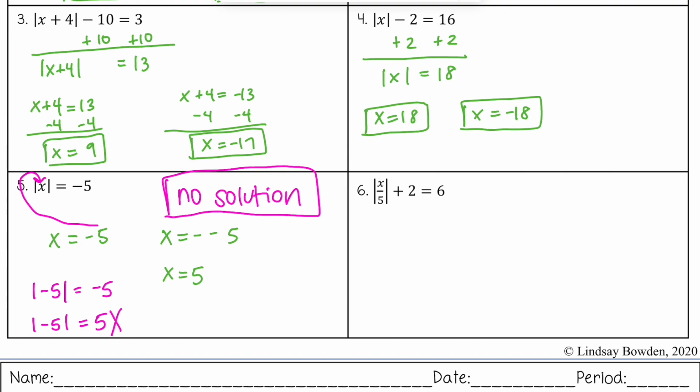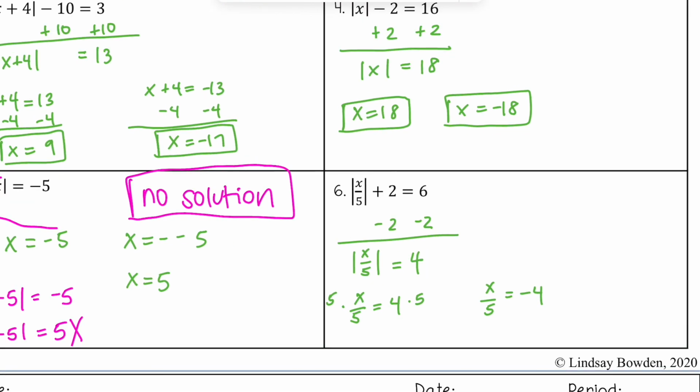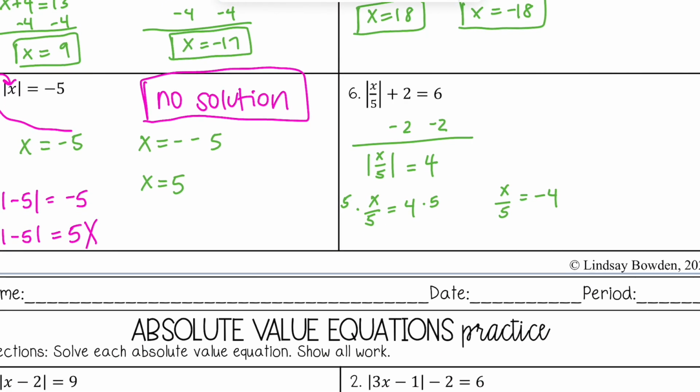All right, and then the last one, let's isolate our expression. And then we're going to write it twice. Multiply by 5 on both sides. 5 times 1 over 5 is 1, so 1x equals 20. And -20.